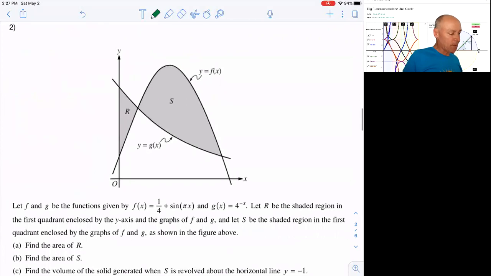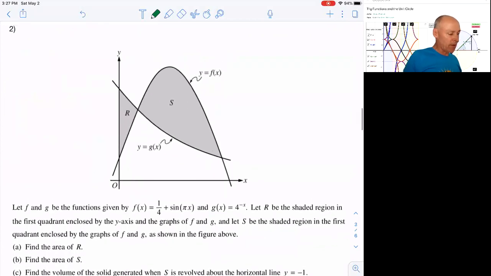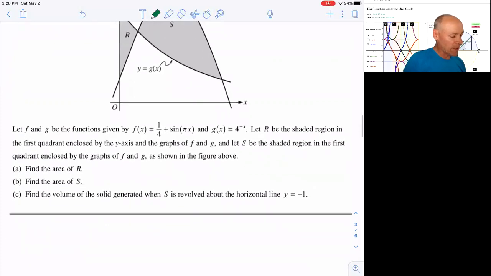All right. Moving on to number 2, area volume problem. I'm given the graph of two functions, f of x and g of x. It says, let f and g be the functions given by f of x is equal to 1/4 plus the sine of pi x, and g of x is equal to 4 to the negative x. Let R be the shaded region in the first quadrant enclosed by the y-axis and the graphs of f and g, and let S be the shaded region in the first quadrant enclosed by the graphs of f and g as shown in the figure above.